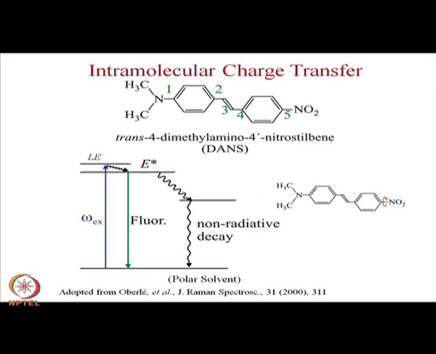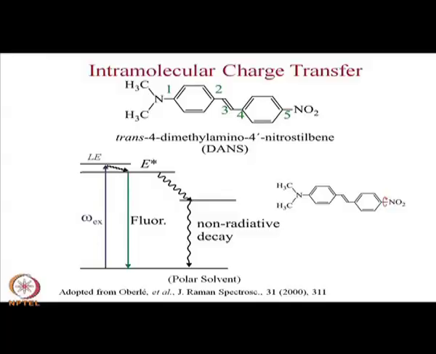Now, we will switch to another important topic, which is intramolecular charge transfer. We have just finished discussion of excited state hydrogen or proton transfer. It is happening within the molecule. Here this proton is switched from one atom to another atom, and that occurs in the excited state. So, that is called the excited state intramolecular proton transfer.